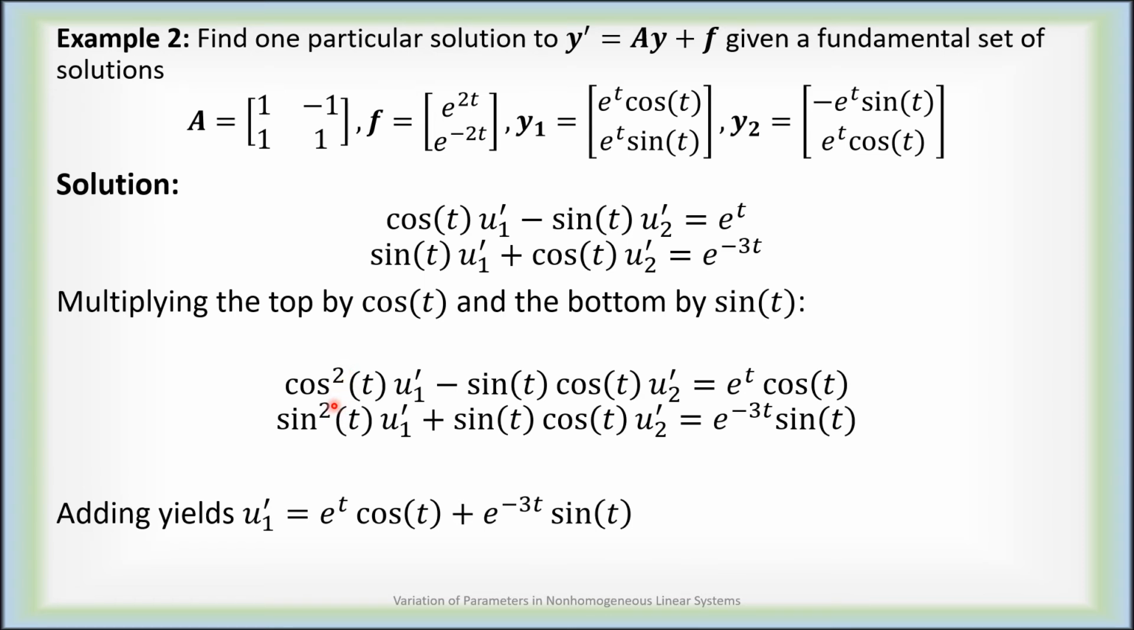Adding these two together, notice, produces a sine squared plus cos squared, which I can ignore. So on the left, we just directly get u1 prime. And on the right, we get e to the t cos t plus e to the minus 3t sine t.